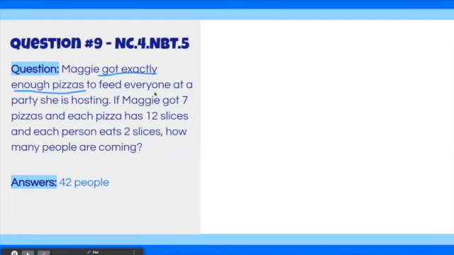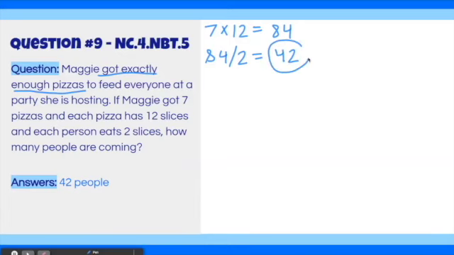Okay, so it says she got 7 pizzas and each pizza has 12 slices. So to find the number of slices she bought, which we're going to need later, just multiply 7 and 12. When you do that, you will get 84. Then it says each person eats 2 slices. Since all the pizza's over and everyone got pizza, you're just going to divide 84 by 2 and you're going to get 42. That's the number of people that came to her party.